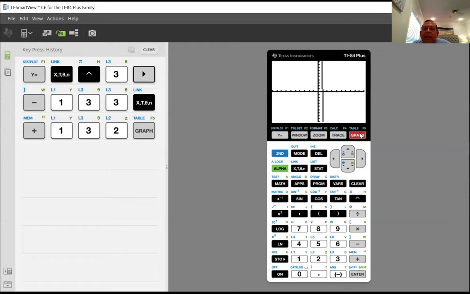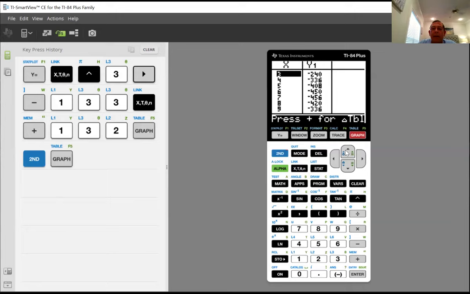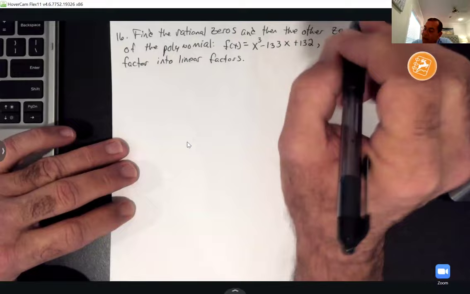So, y'all, I can at least tell there's one zero right there where that's crossing that line. And it looks like it's at about a one for me. So watch this. I'm going to hit second graph and go to the table. And let me go up to where, look, right there at one, it equaled zero. So we at least have one zero where x is one. So I'm now going to go back and find the other two. My first zero is one for sure.